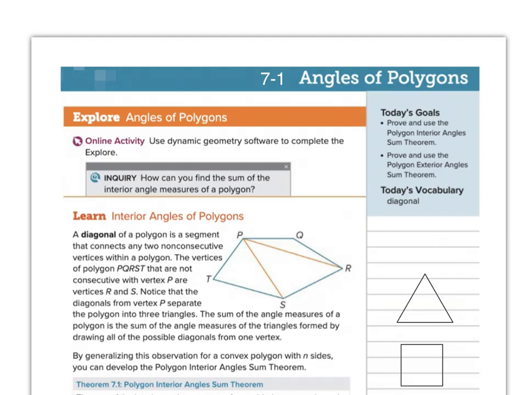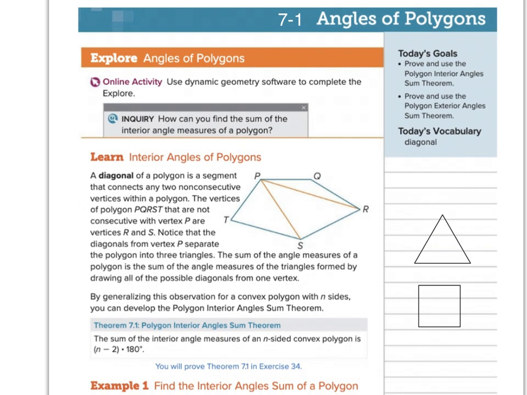So we'll go through some examples, but first the definition of a diagonal. I'm sure we've all used the term or think we understand diagonal, but let's understand it for geometry, mathematical purposes. A diagonal of a polygon, right here, is a segment that connects any two non-consecutive vertices within the polygon. So if I just went to the next consecutive point, that would not be a diagonal. Non-consecutive means, right there, I created a diagonal.